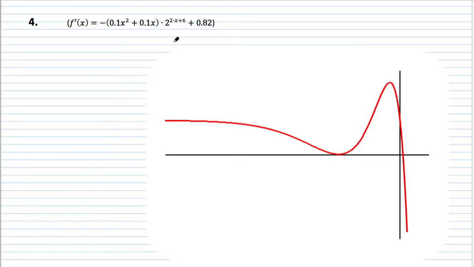For question number 4, I'm going to go through this process. So I have f prime of x. So I have several different points of interest. So I have this point right here where f prime of x is 0, and this point right here where f prime of x is 0.